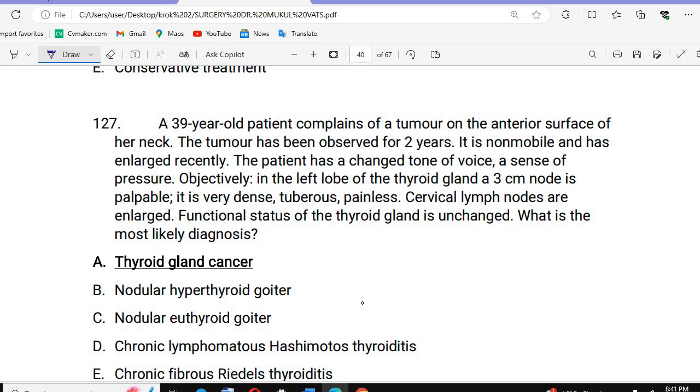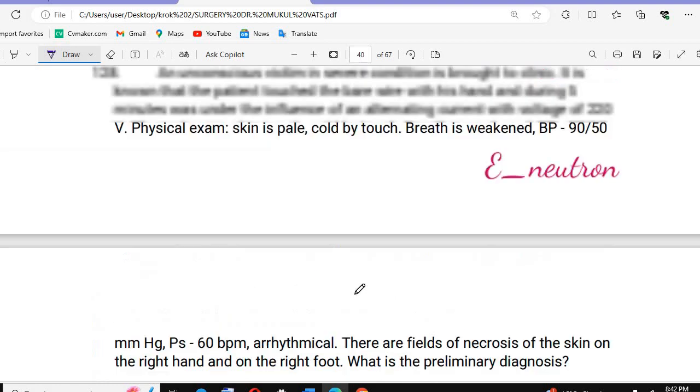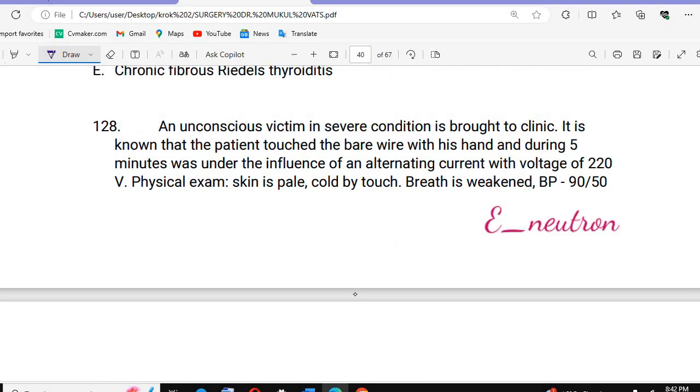After that, a 39-year-old patient complained of a tumor on the anterior surface. Okay, this question we will do after the break. An unconscious victim in a severe condition is brought to the clinic. It is known that the patient touched a bare wire.